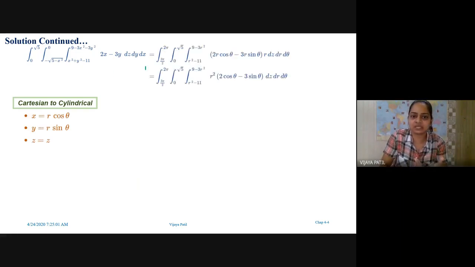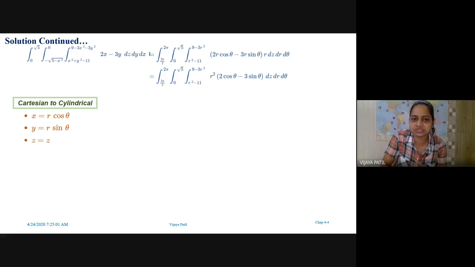Okay, this is the integral that has been given to us. After this, we just convert x equals r cos theta, y equals r sin theta, and z will remain as z, and then we put the upper and lower limits of these three variables. Theta is from 3 pi by 2 to 2 pi, r moves from 0 to square root of 5, and z moves from r square minus 11 to 9 minus 3r square.